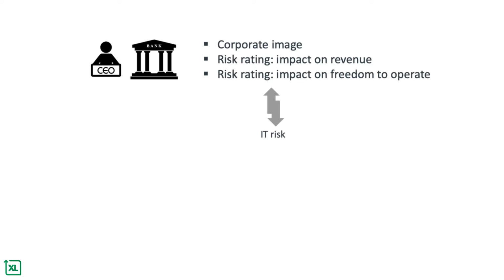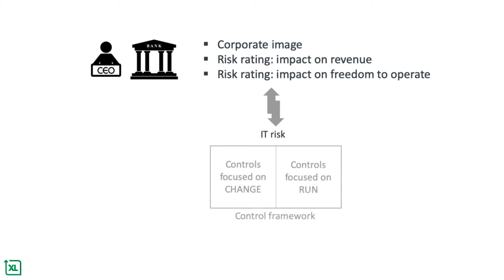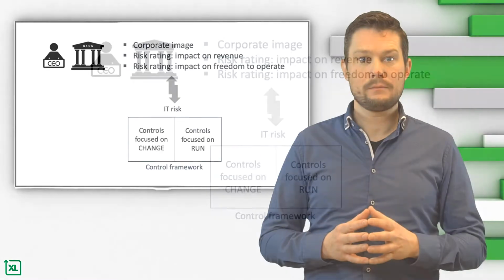Your IT risk is all about handling your software development and delivery on one hand, as well as running your software in production. Your IT risk framework, or your operational IT risk framework, most likely focuses on two elements. The one element is all the controls that relate to changing the software. This is the development and the delivery. The other half will focus on how to run the software.